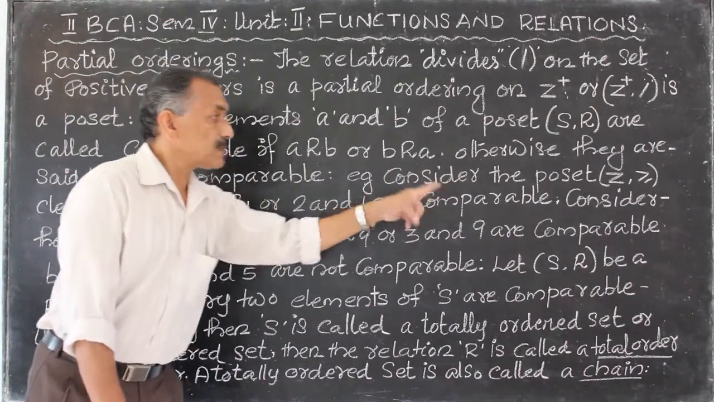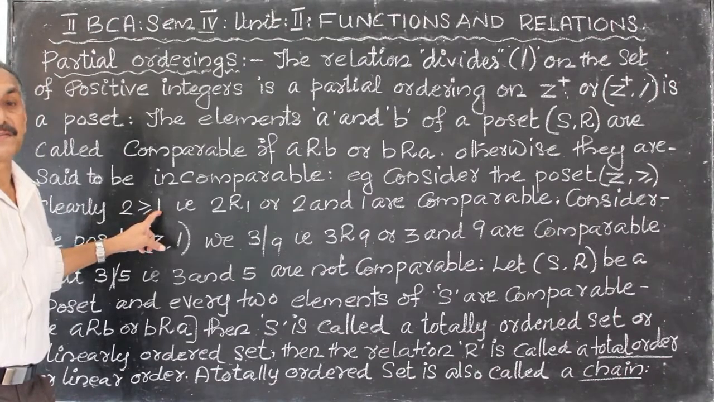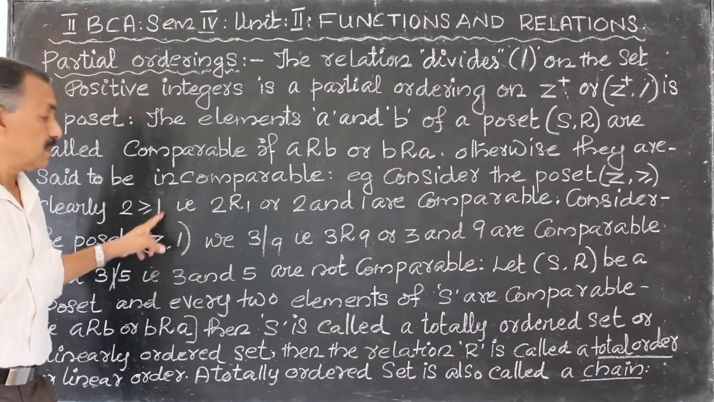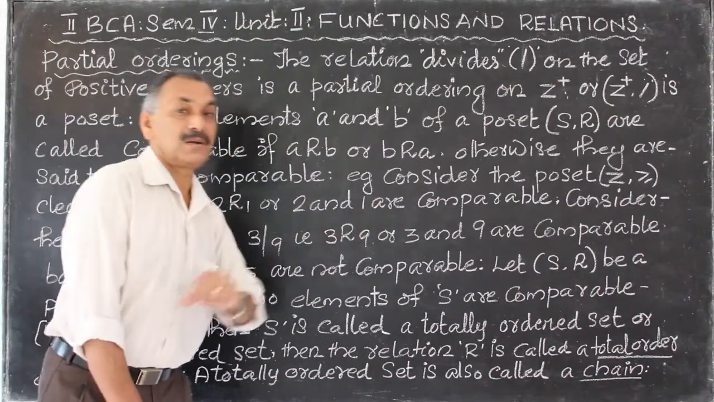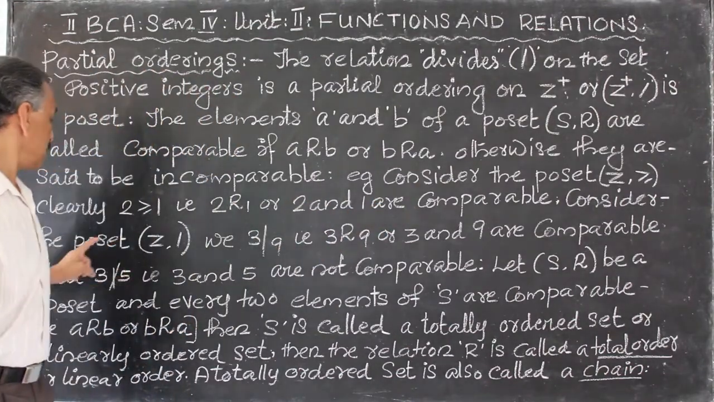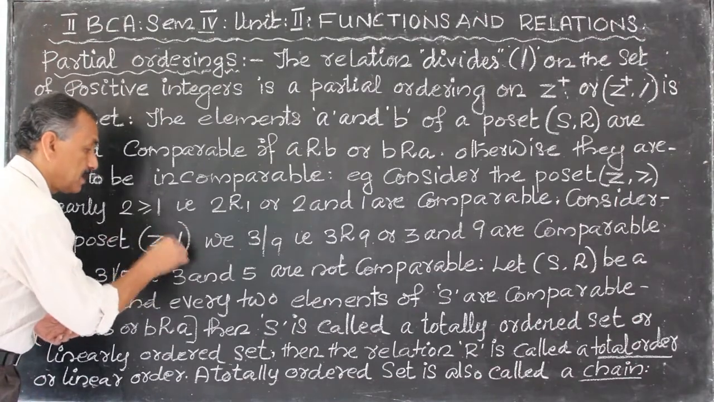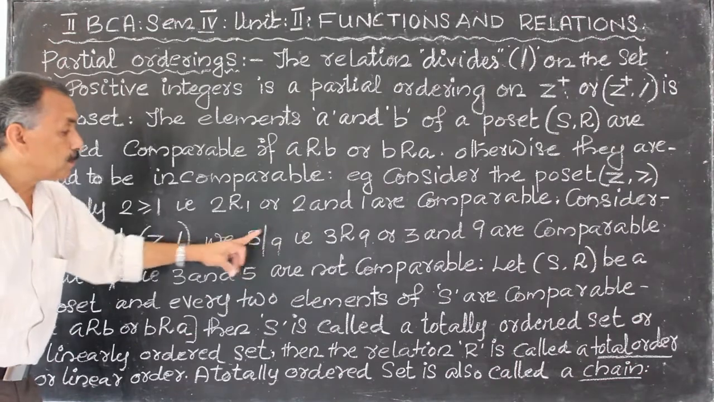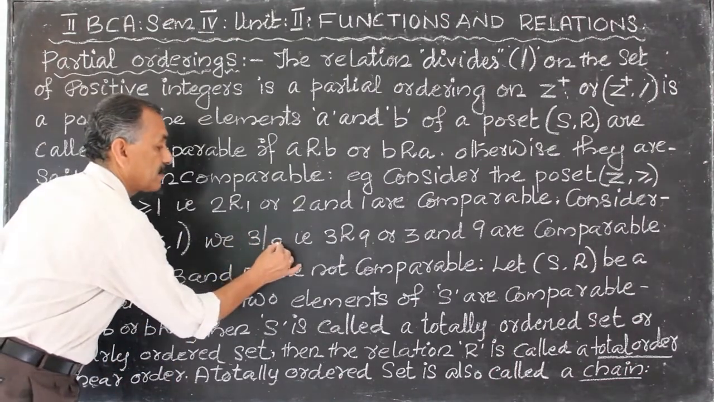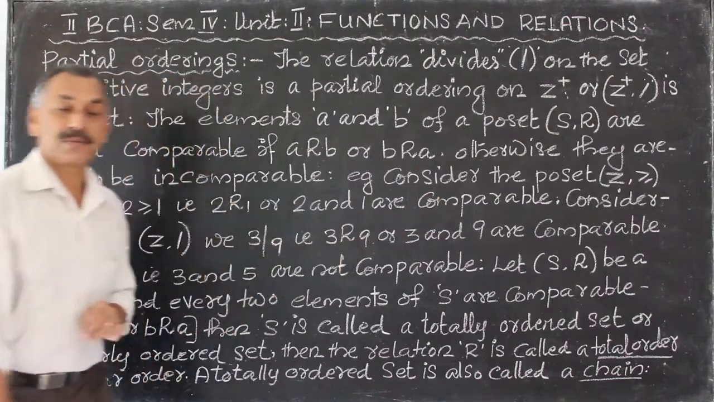Consider the positive integers with greater than or equal to. Clearly, 2 is greater than or equal to 1. That is, 2 is related to 1, or 2 and 1 are comparable. Now consider the set of positive integers with the divides relation. 3 divides 9. That is, 3 is related to 9, or 3 and 9 are comparable.